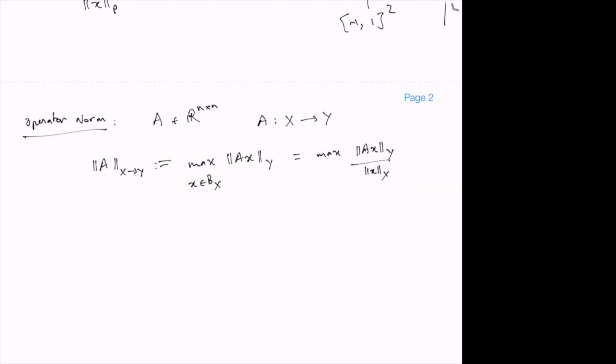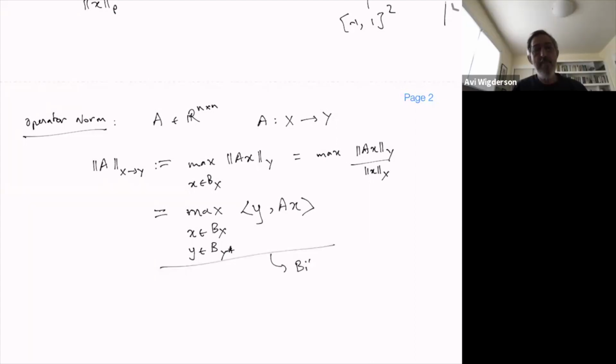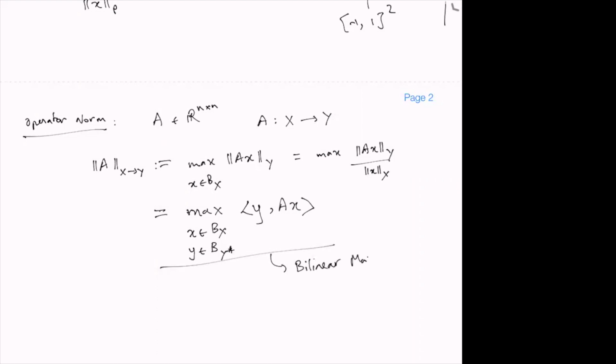Okay. Right now, just by the dual norm definition on the previous page, we can also write this as the maximum over X in B_X, Y in B_{Y*} of the inner product of Y with AX. And for this reason, I'm going to refer to this also as bilinear maximization from time to time, because you're maximizing a bilinear form over convex sets.